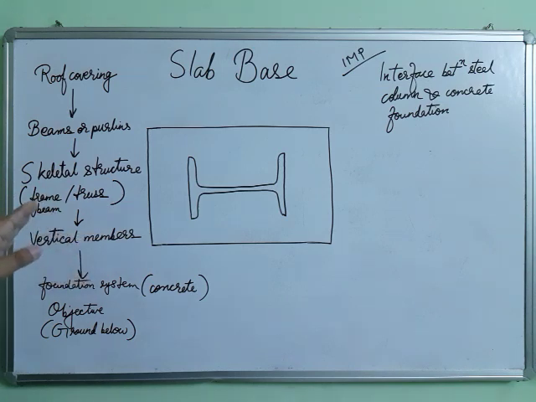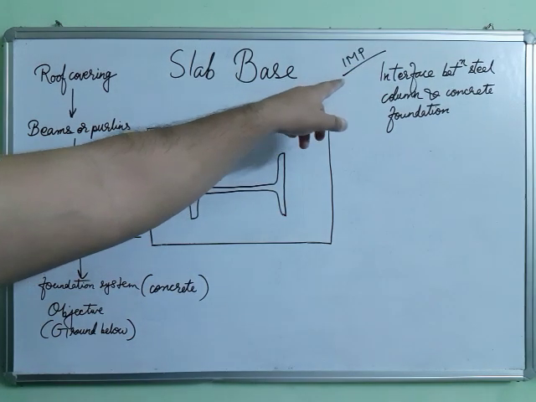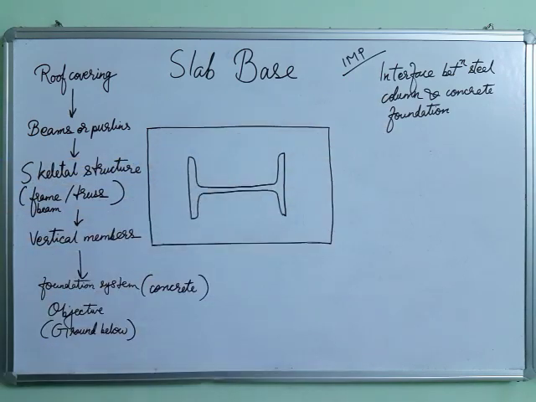And what is our objective? Our objective is to transfer the entire load to the ground below. And to do that, we need to support these vertical members or the columns to the foundation system. And most of the time, the foundation system is made of concrete. So since the foundation system is made of concrete, we need to create an interface, which is important. We need to create an interface between the steel column and the concrete foundation.